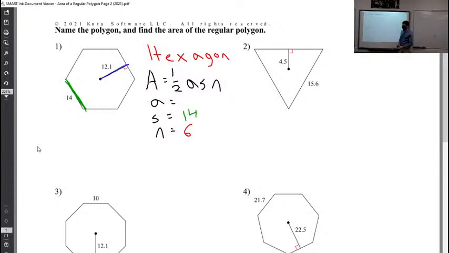And then the 12.1 is my apothem, because it is dropped down as a height from my center onto the side here. If I drew out the triangle, let me draw out the triangle real quick. If I drew out the triangle, it would be the height of that triangle. So that is my apothem. And now we just plug those into the formula.